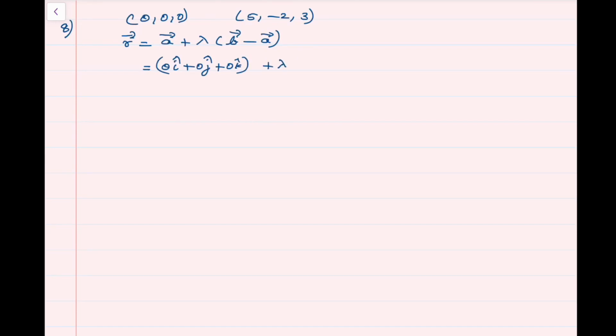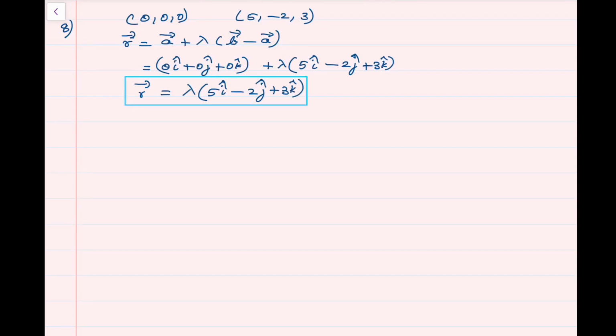Plus lambda times b minus a, second point minus first point, 5i minus 2j plus 3k. Therefore, the vector equation is vector r is equal to lambda times 5i minus 2j plus 3k. And we have to write the Cartesian equation also.